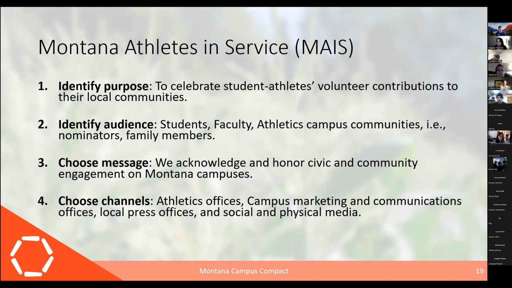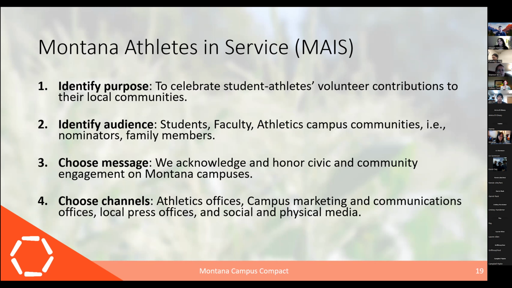The message we want to be pretty clear about is that we want to acknowledge and honor civic and community engagement on Montana campuses. While we focus on students, athletics, individuals, and within Montana, that doesn't mean we think exclusively in those terms. We actually want to be able to do that much more broadly, not just within the state, but at the country level, and we want to promote that too. It just so happens that's where we focus in order to maximize resources and get the best we can for it.